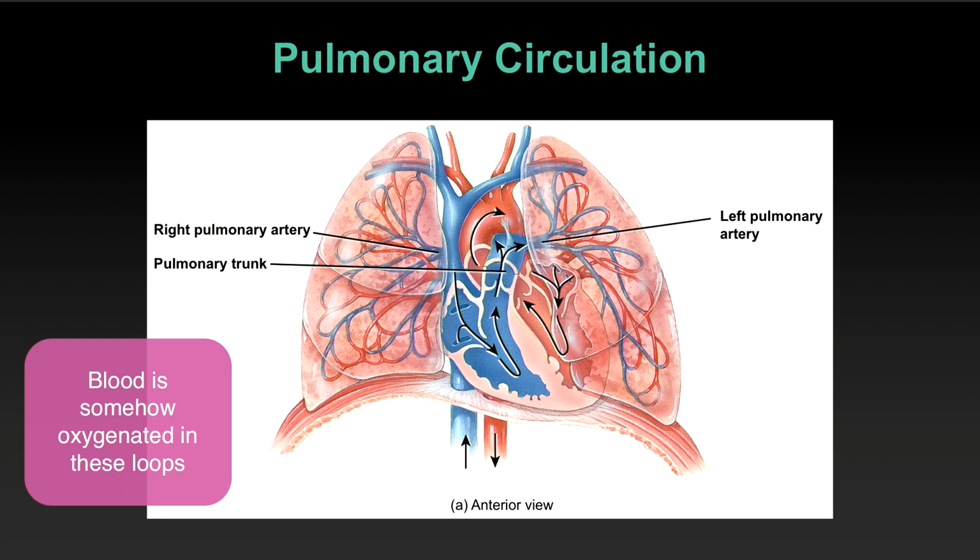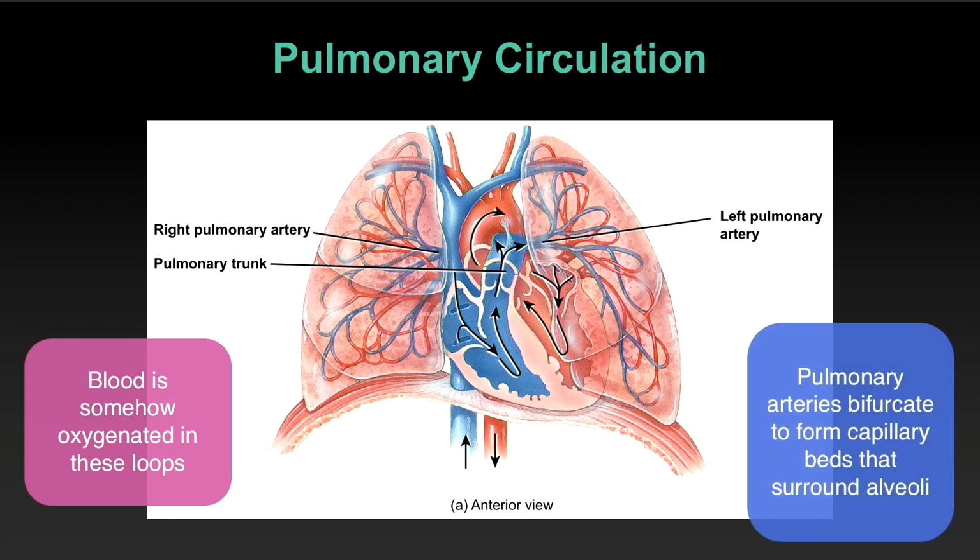If you accept that for now, somehow it's oxygenated in these loops. It ends up collecting in the pulmonary veins and returning to the heart. But a more appropriate description that I'll show you in a coming slide is instead of these loops where all of a sudden the blood changes from blue to red, deoxygenated to oxygenated, think of it as there's constant divisions, smaller and smaller arteries that envelop what are called the alveoli.